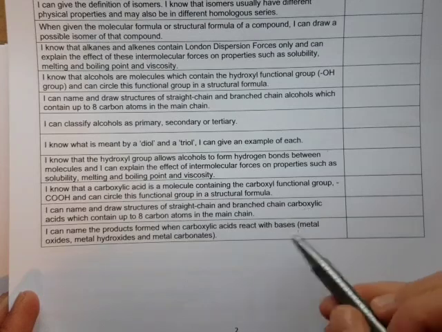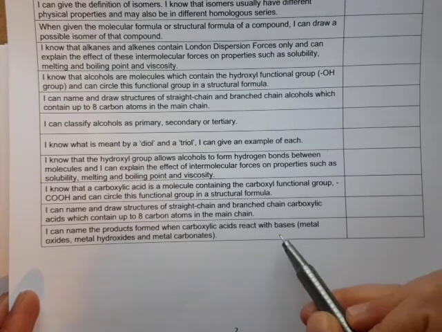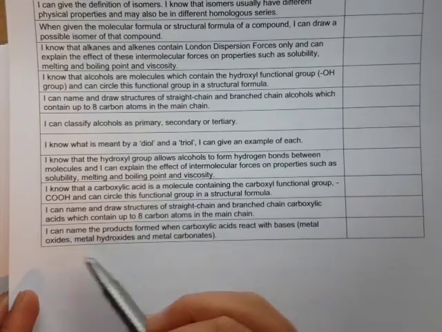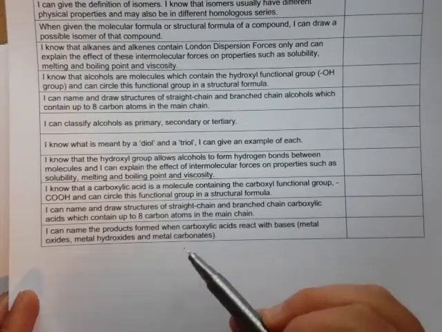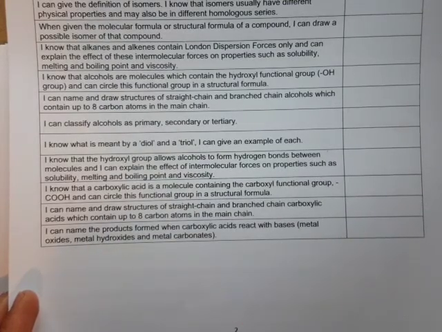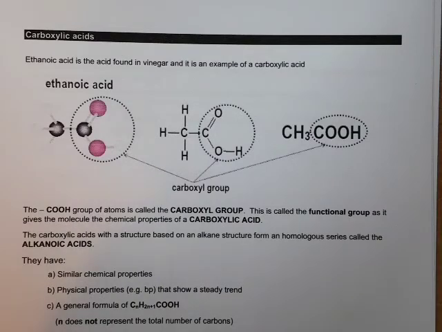So another thing you need to revise, this is National 5, but I suspect you might be a bit rusty, is recognising bases. So bases are metal oxides, metal hydroxides and metal carbonates. You need to be able to recognise these as things that will react with an acid. Okay, so the carboxylic acids.